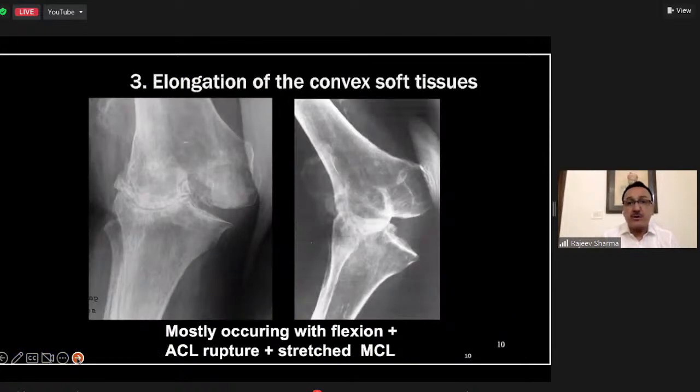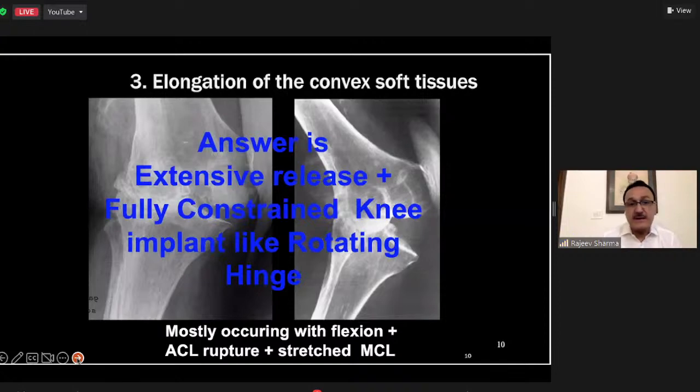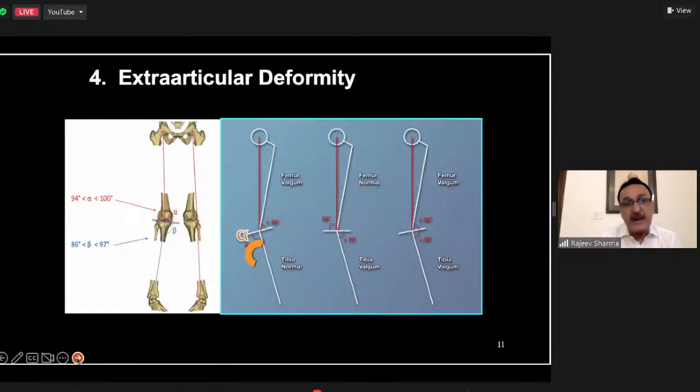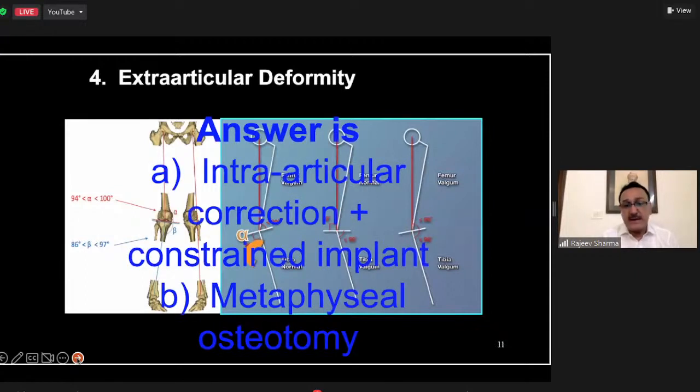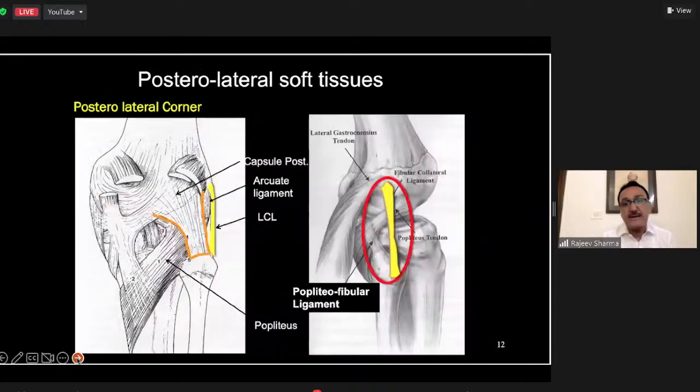If you have an elongation of the convex soft tissues, mostly occurring with the flexion deformity, it may be with an ACL rupture or a stretched MCL. The answer is very clearly extensive release and a fully constrained knee implant like a rotating hinge, because these are cases which may be totally unstable on the medial side because of the absence or overstretched medial collateral ligament. And lastly come the extra-articular deformities, which have to be corrected with the intra-articular correction and constrained implant, or you can have a metaphyseal osteotomy or a diaphyseal osteotomy as the case may be.